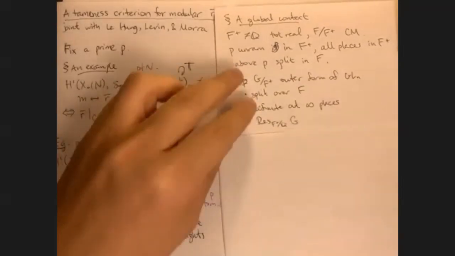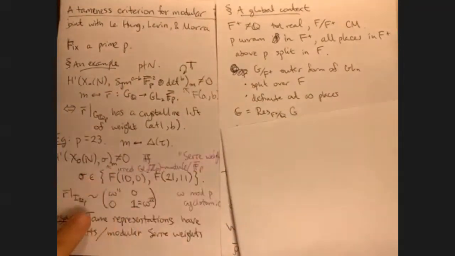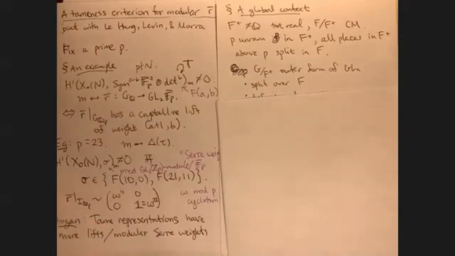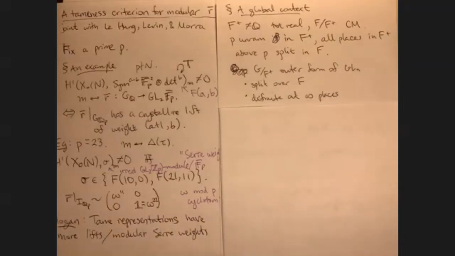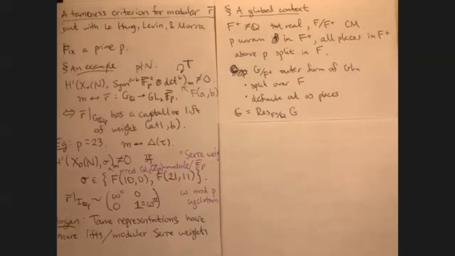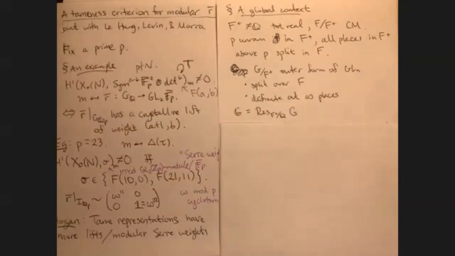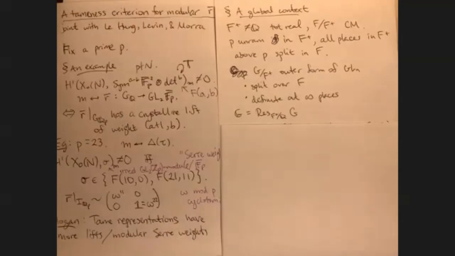So I'm going to consider an outer form of GLN, which is split over F, and definite at all the infinite places. So the assumption about the splitting behavior of places above P guarantees that locally at P, or locally at places above P, this will just look like GLN. Okay, and I'm going to take the restriction of scalars with this, just to make my life a little bit easier.